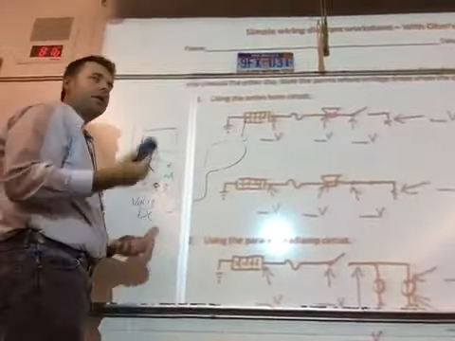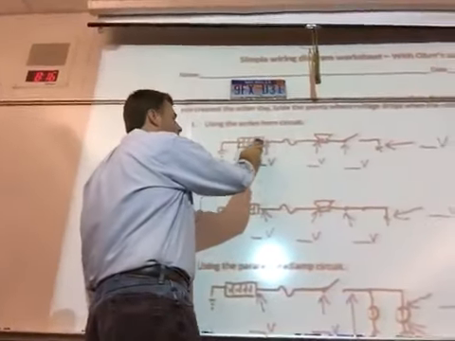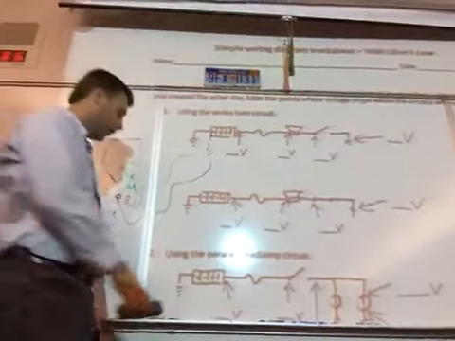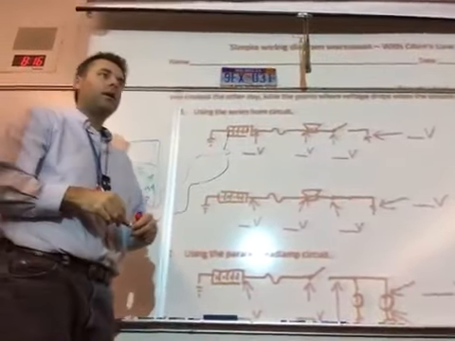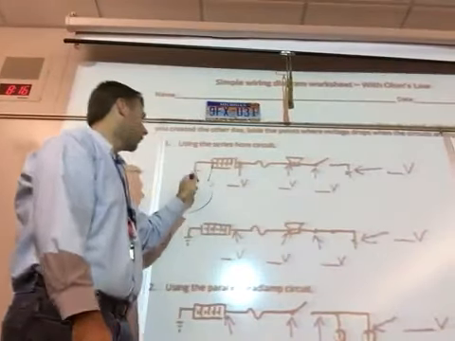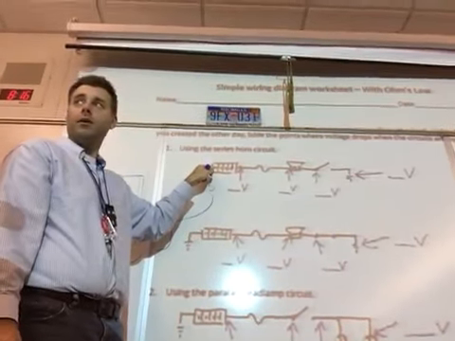Now, when you're testing for voltage and when we're checking for voltage drop, I'm going to leave that right there. I'm going to leave the negative lead there because everything is going to end up going back to ground, back to ground, back to ground. Does that make sense? Right?